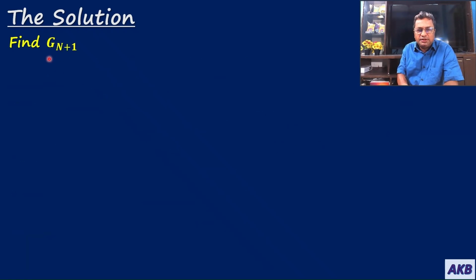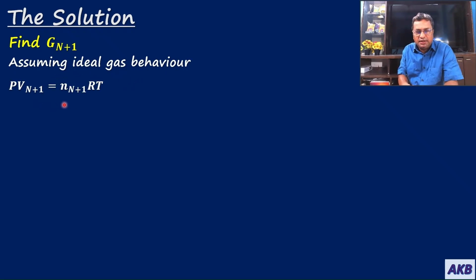Next, we have to get Gn+1, the molar flow rate of the inlet gas mixture. We have assumed ideal gas behavior, so you can apply the ideal gas law: P Vn+1 is equal to Nn+1 into R into T. Vn+1 is in meter cube per second, so if you use it as it is, Nn+1 will be moles per unit time. That is the molar flow rate. So in this case, Nn+1 is nothing but Gn+1.